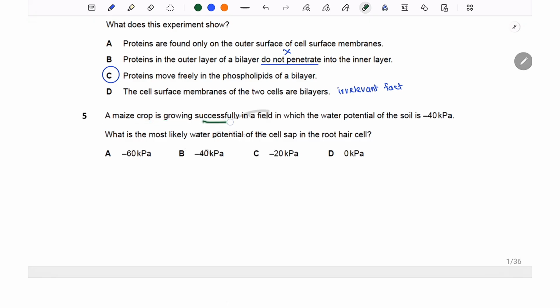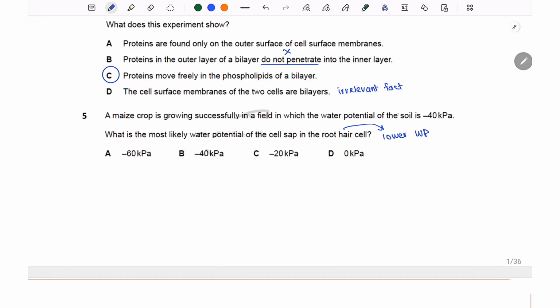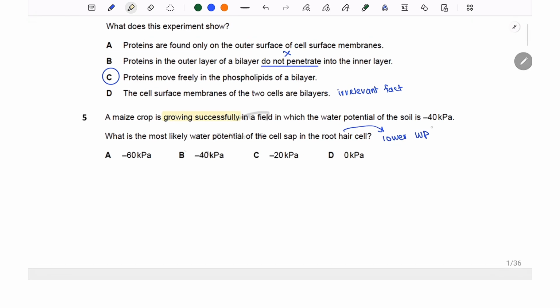A maize crop is growing successfully in a field in which the water potential of the soil is -40. What is the most likely water potential of the cell sap in the root hair cell? So the root hair cell should have lower water potential. Only then the water will move into the root hair cell from the soil. Because here they have said it's growing successfully, so it's not going to be dehydrated. So normally water would move from the soil into the root hair cell. For this, it needs to be low water potential in the root hair cell and the soil has to be higher water potential.